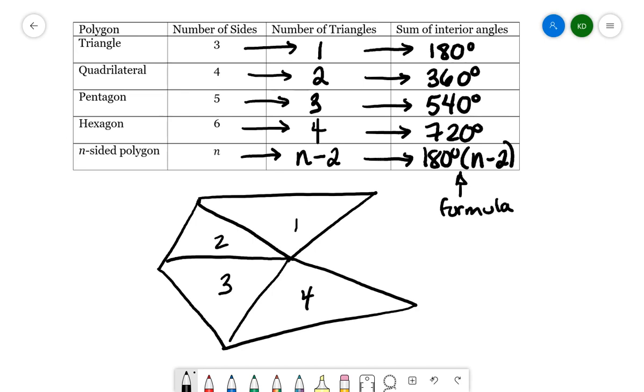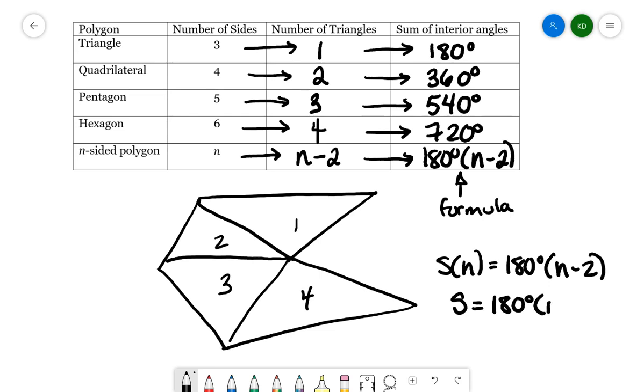How you may see it written is as the following. This is known as function notation. You may be using this, or you may also just be using S to represent the sum of the interior angles. So for my formula here, n is going to be the number of sides in the polygon, and S is going to be the sum of the interior angles.